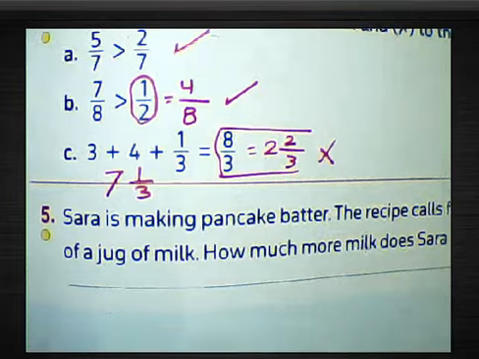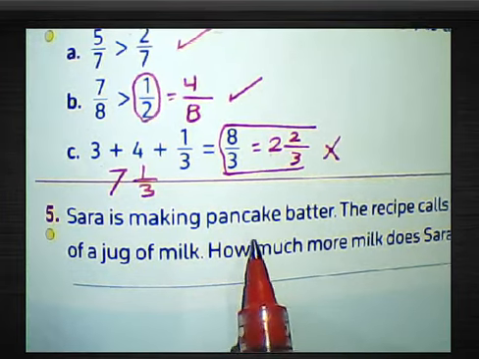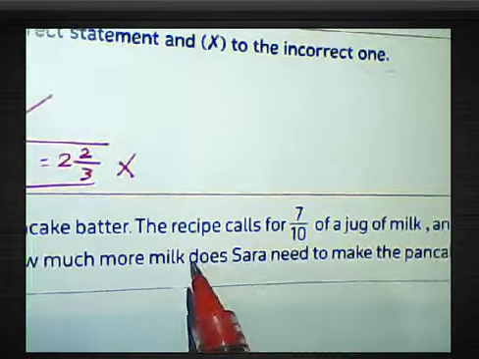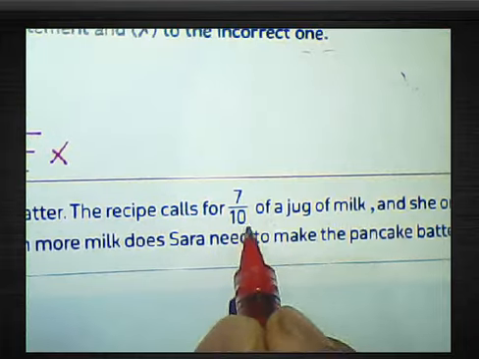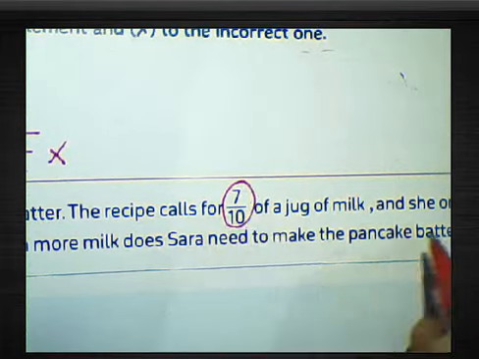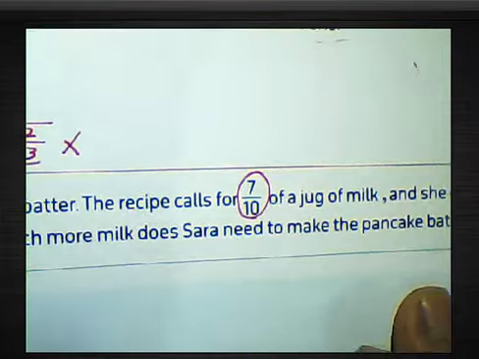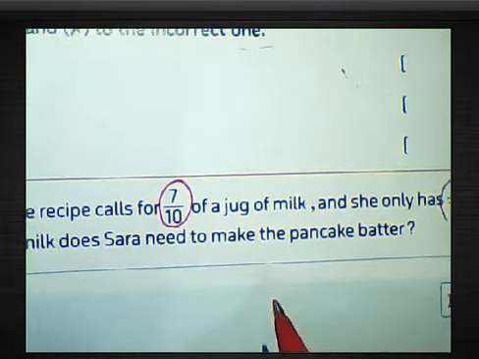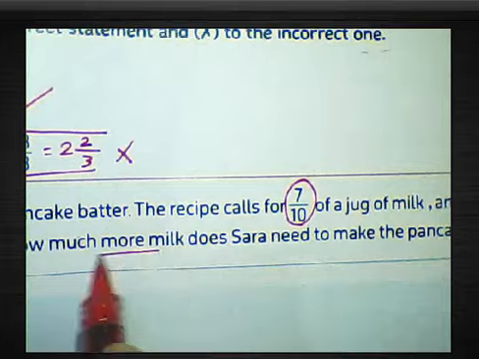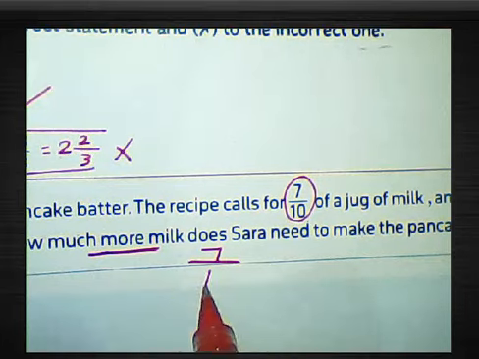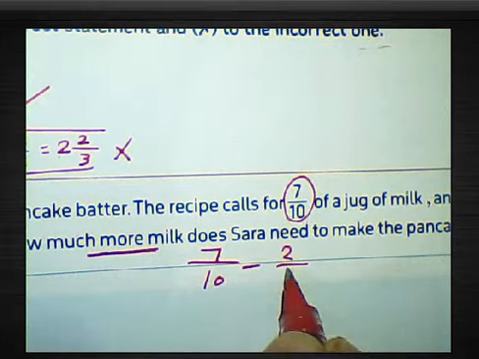Question number 5. Sarah is making a banana butter. The recipe calls for 7 over 10 of a jug of milk, and she only has 2 over 10. Now, she needs to make it. Find how much more milk. We can find the difference. 7 over 10 subtract 2 over 10.